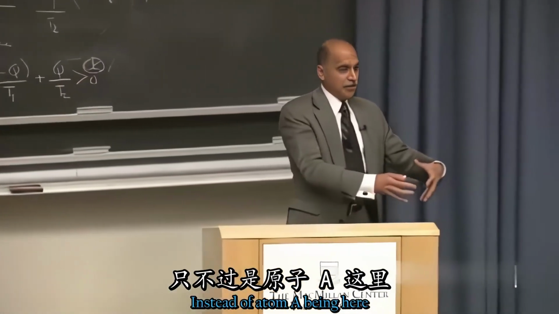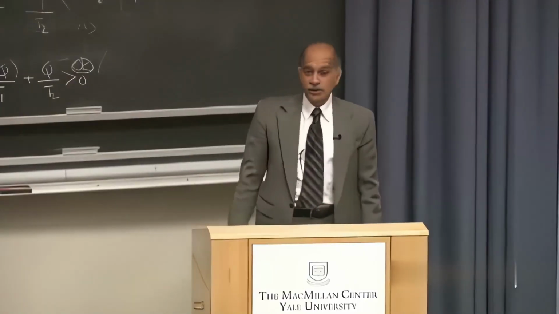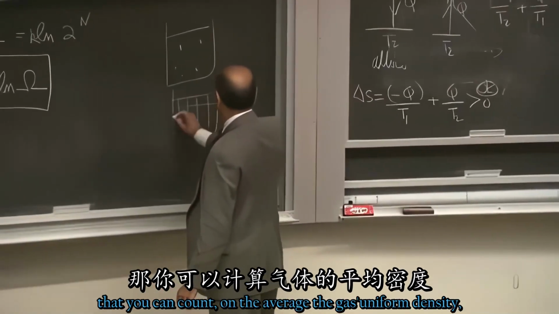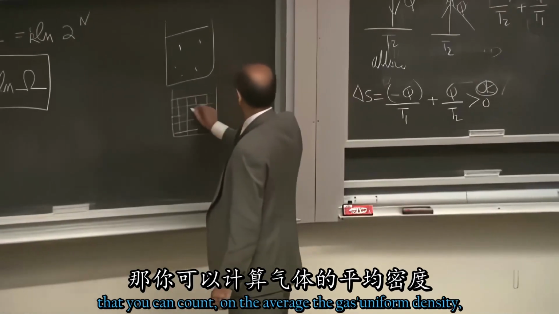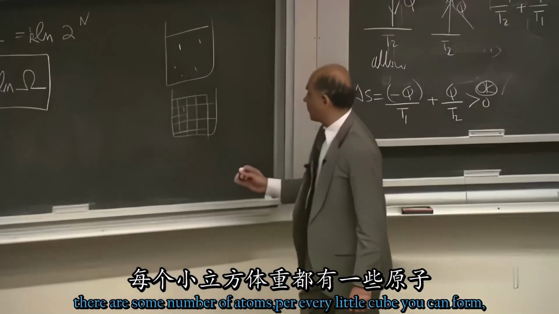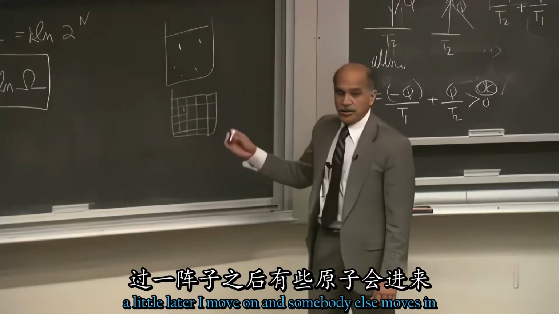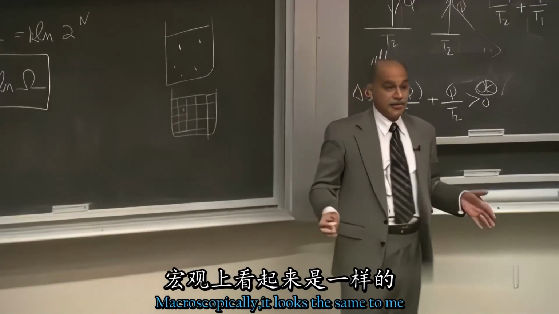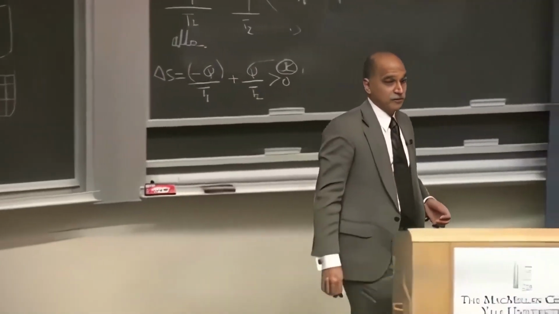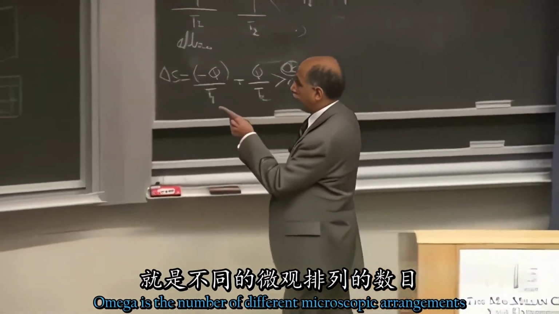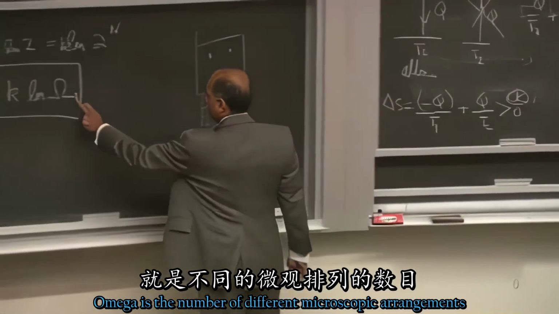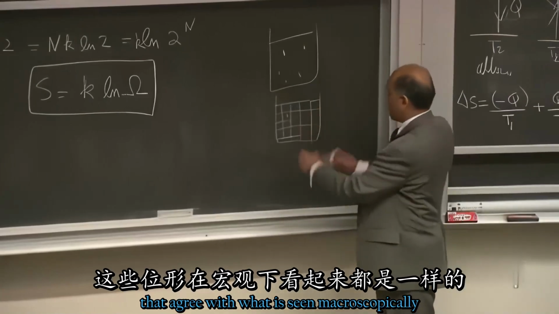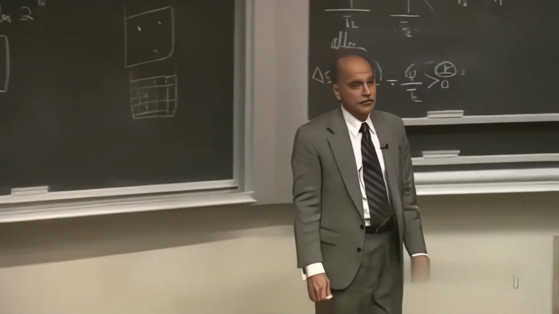Instead of atom A being here, maybe A has gone there and B has come here. In particular, if you divide the volume into some number of little cells that you can count, on the average, the gas has uniform density. There's some number of atoms per every little cube you can form. A little later, I move out and somebody else moves in. Macroscopically, it looks the same to me. Microscopically, stuff is going on. Omega is the number of different microscopic arrangements that agree with what is seen macroscopically.